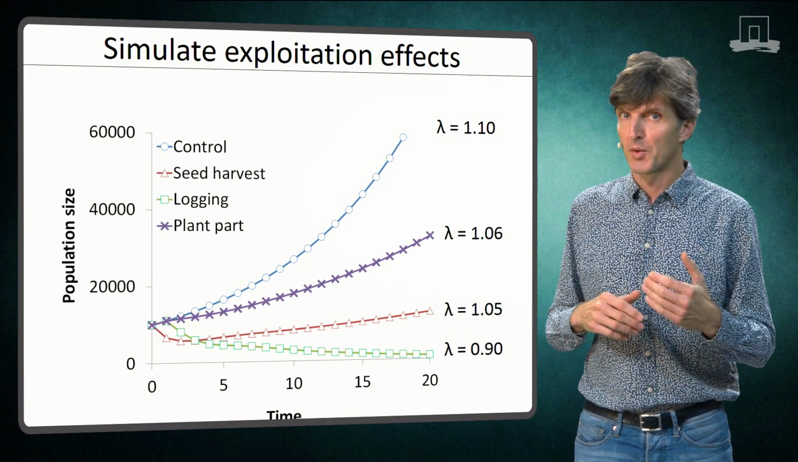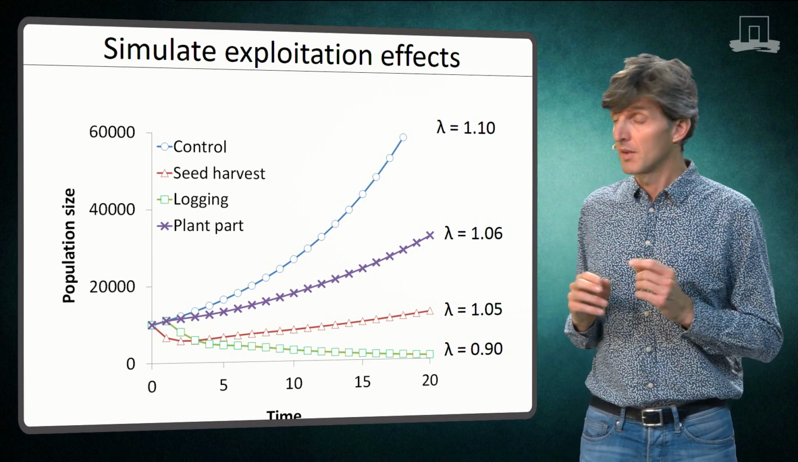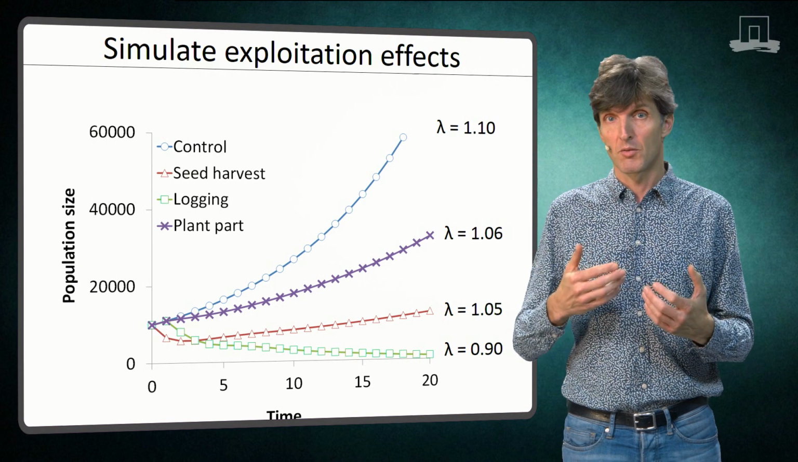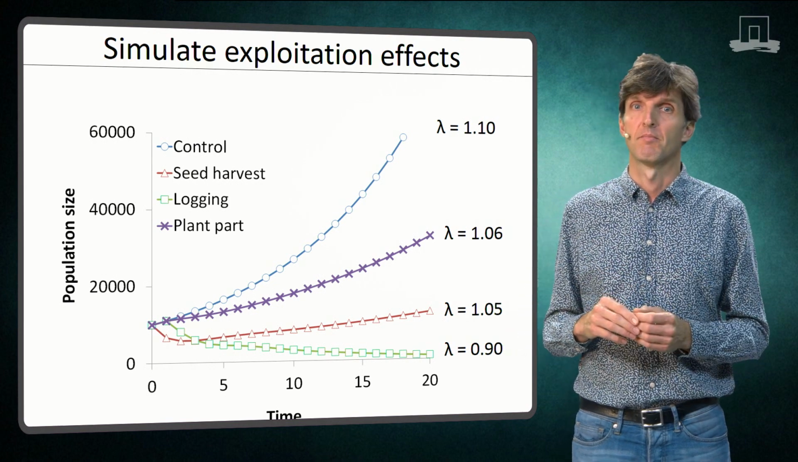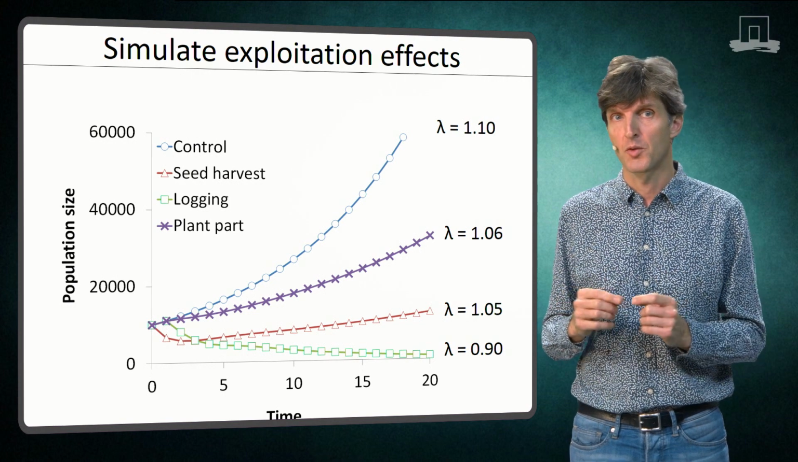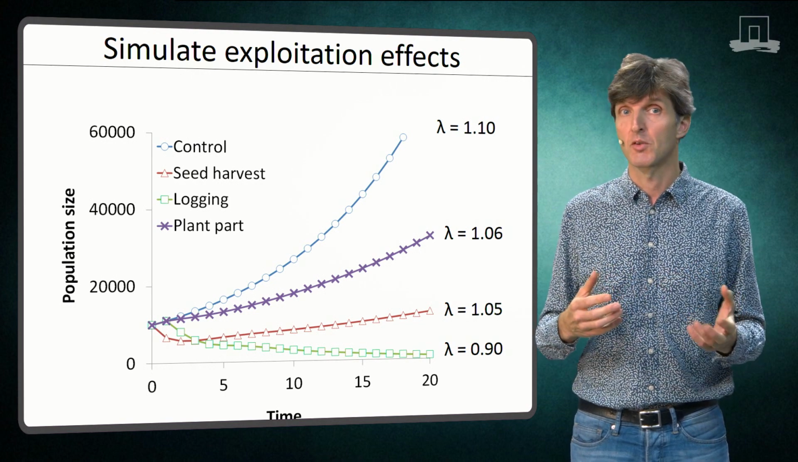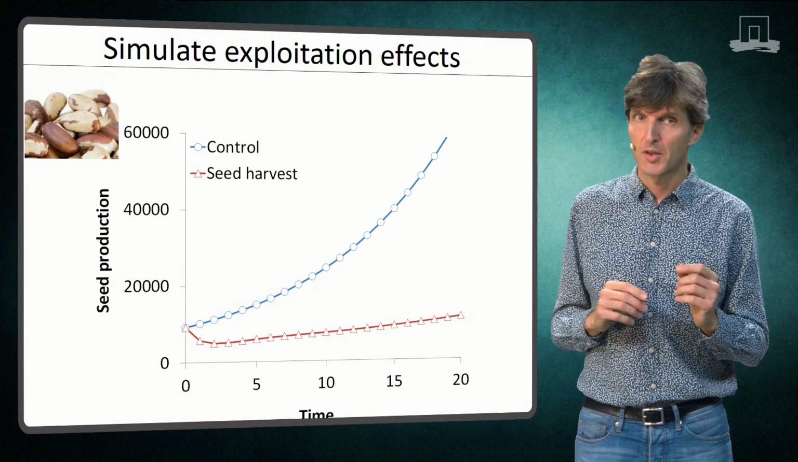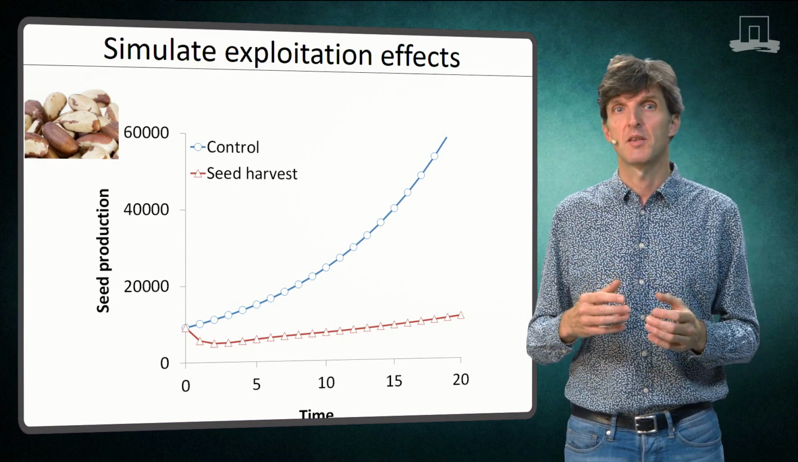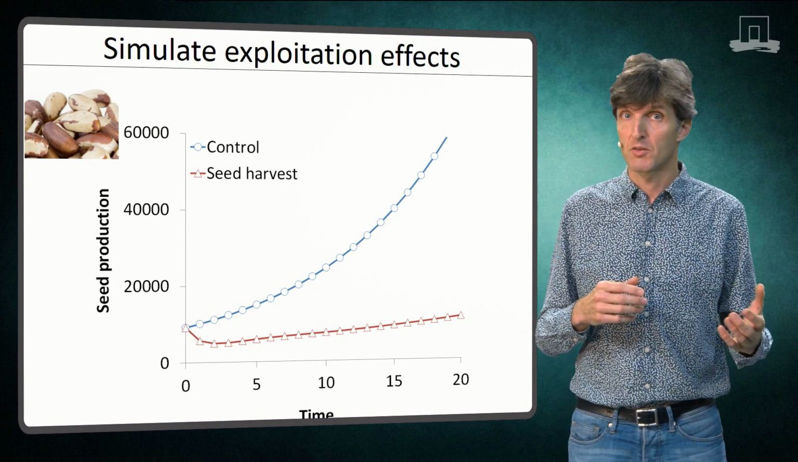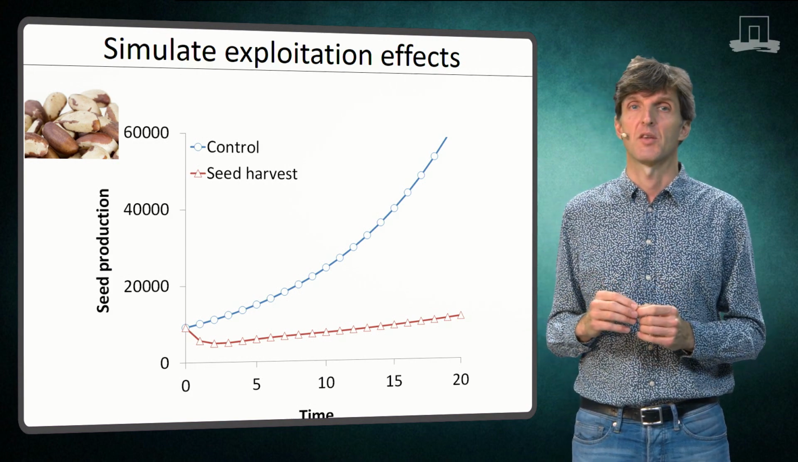Let's now simulate the population with leaf harvesting. In this case, the population grows continuously but at a slower pace than the control population. Overall, these simulations clearly illustrate the effects of different forms of harvesting on the population growth of our tree species. The second option to study the effects of harvesting is by simulating the amounts of harvestable products. So we simulate the number of seeds or trees and not the population size.